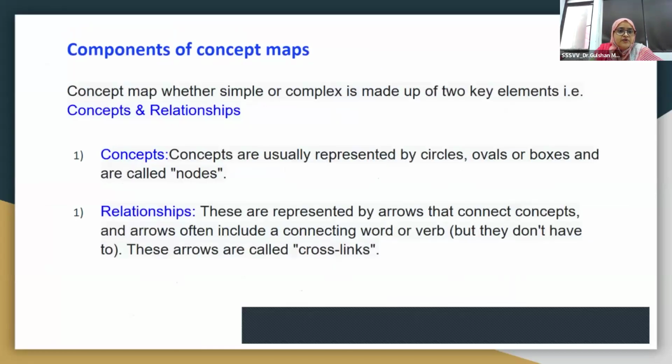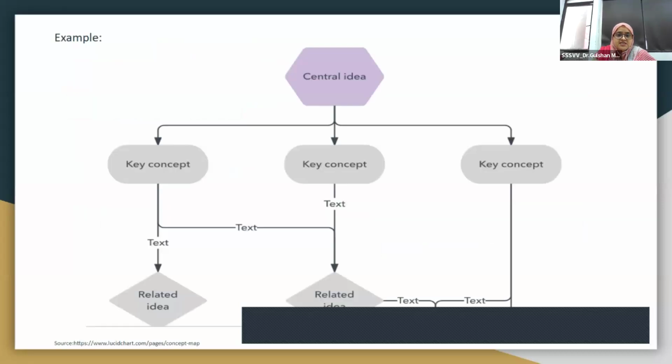So these are the components of a concept map. The concept map should have a central idea. It should have relationships, and these relationships can be shown in the form of arrows or lines, and these lines are called cross links. I have pasted here some types of mind maps. These are examples of mind maps, how a mind map can be drawn, and how it looks.